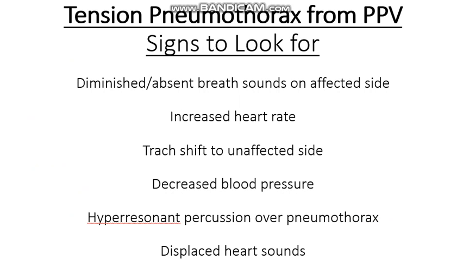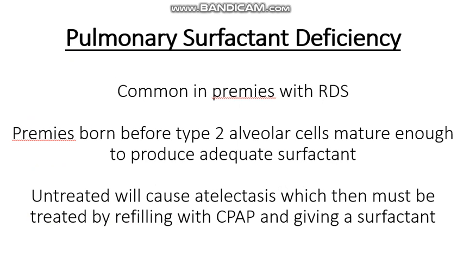And displaced heart sounds. Pulmonary surfactant deficiency is common in preemies with RDS. This is because preemies are born before their type 2 alveolar cells mature enough to produce adequate surfactant. If untreated, it will cause atelectasis, which then must be treated by refilling the lung with CPAP and giving a surfactant.